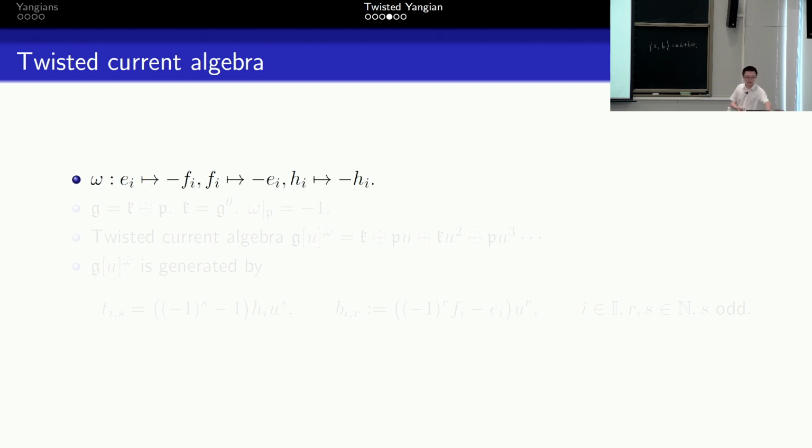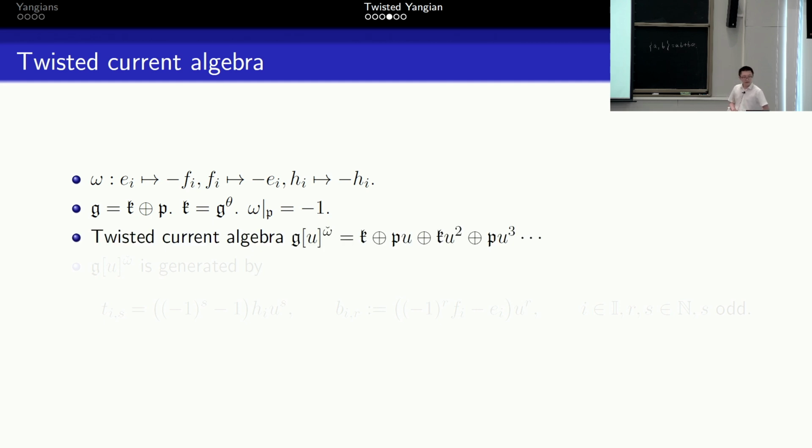Okay, so first let's take a look at the twisted current algebra. Here we look at the Chevalley involution omega, which swaps E_i and minus F_i and sends H_i to minus H_i. Then we can have a k-p decomposition. Here k is the fixed point subalgebra, and p is the minus-1 eigenspace for omega. Because when we lift omega, u is sent to minus u, the fixed point subalgebra will alternate between k and p.